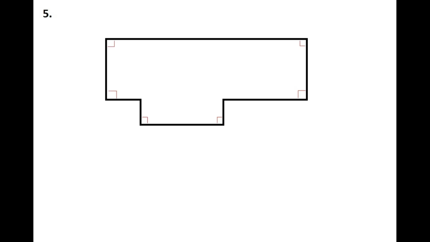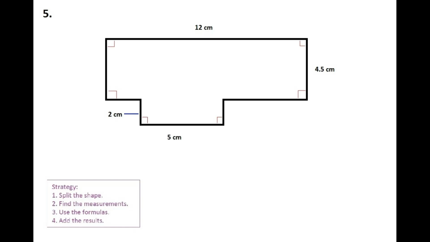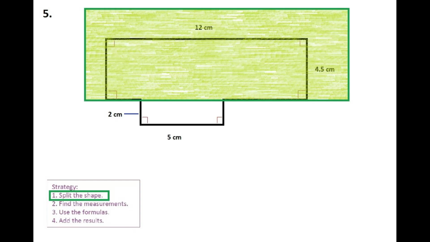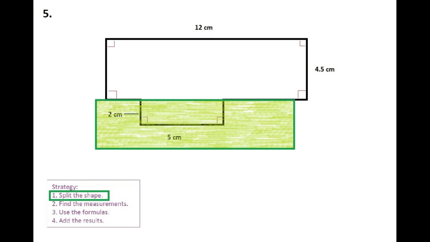All right, here we go. Again, 2 rectangles, and our strategy is going to be to split the shape. Now, we have all of the measurements we need. We have 12, 4.5, 2, and 5. Here's the 2 pieces. We're going to split the shape. Here's our first rectangle. Here's our second rectangle.